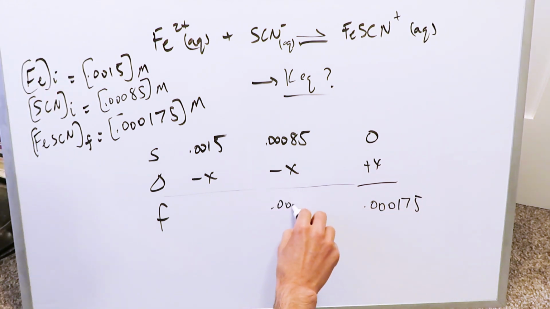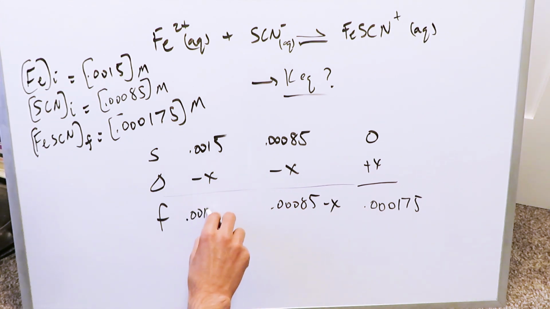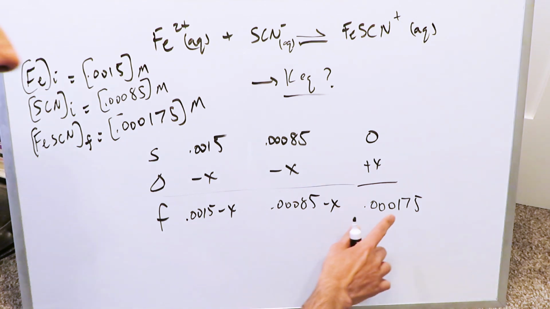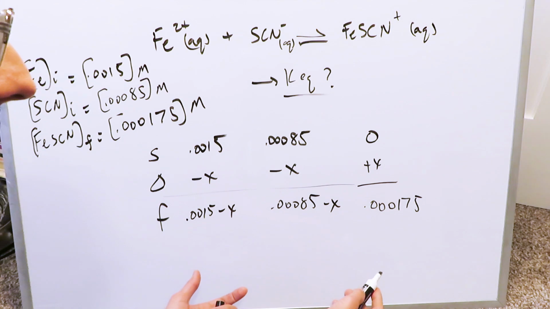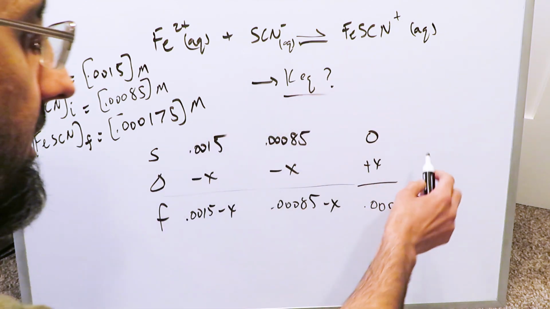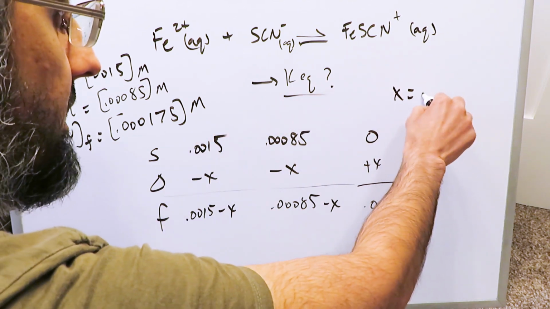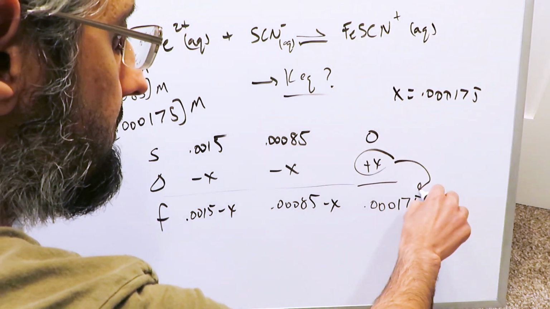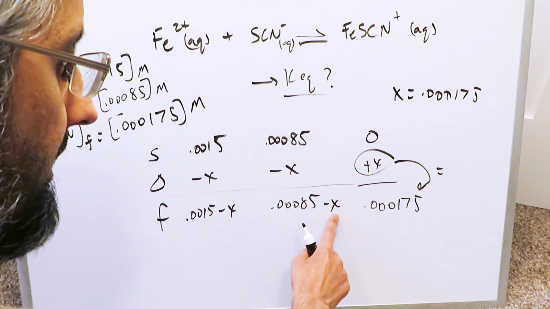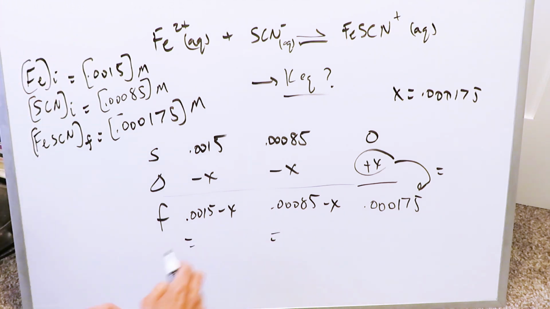This will be 0.00085 minus x. We know this right here will be 0.0015 minus x. If you can determine x, you're good. Here we know the final concentration here for this specific reaction will represent the equilibrium concentration for your product. You know here x is equal to 0.000175. This is equal to that. You can plug this value right here in place of x, and you can easily determine those final concentrations.